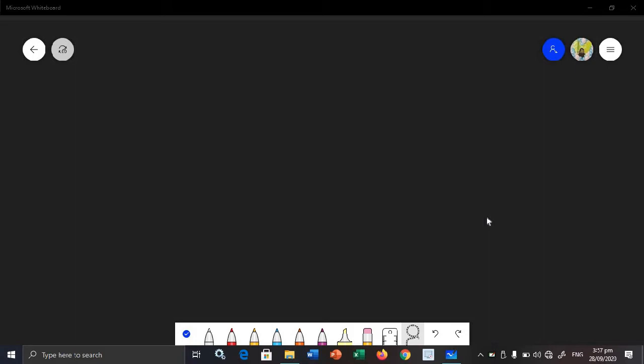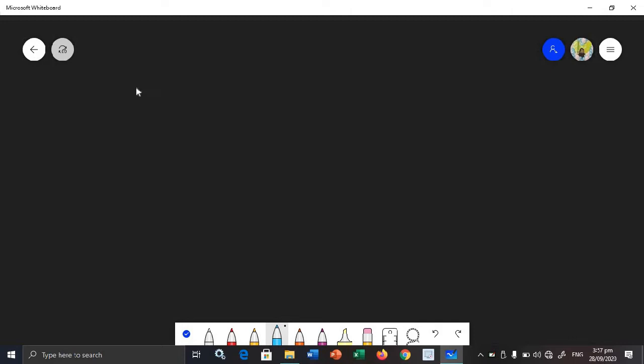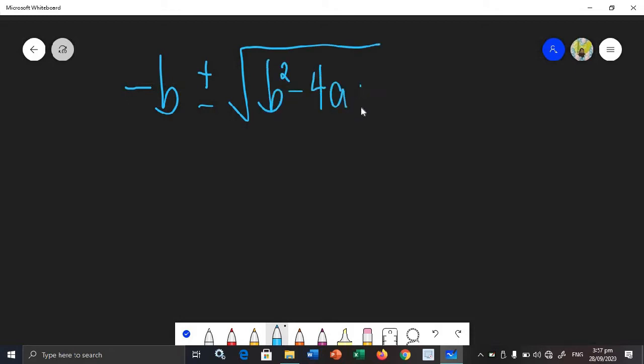Let's say, you solve quadratic equations and then you didn't get the roots using factoring and completing the square. This is your last resort in solving for the roots by using the quadratic formula. So, ano ba yung quadratic formula? So, this is the quadratic formula. Negative b positive negative square root of b squared minus 4ac all over 2a.